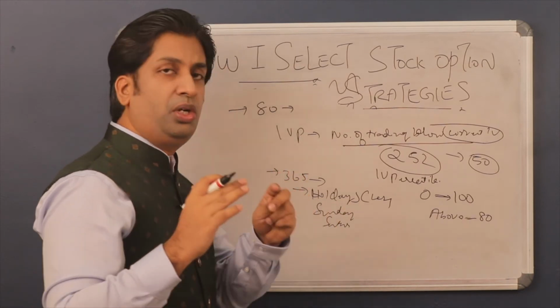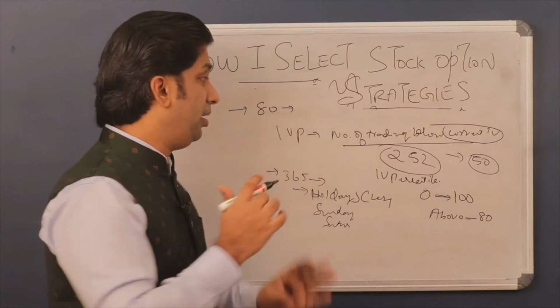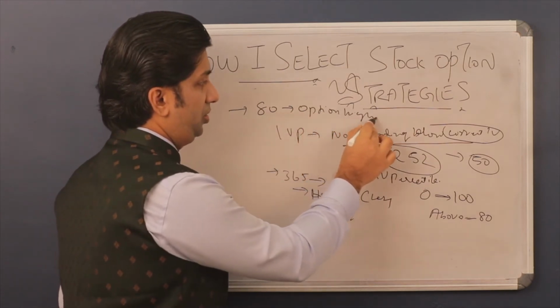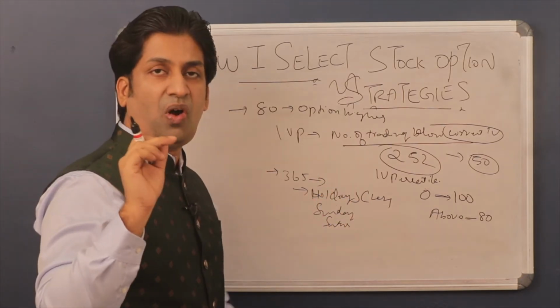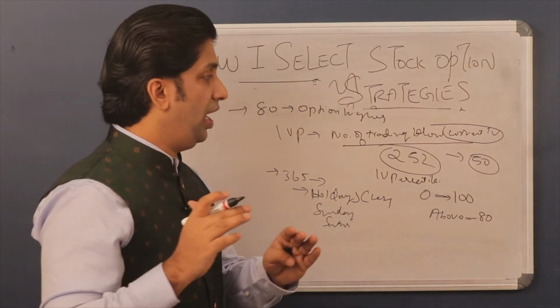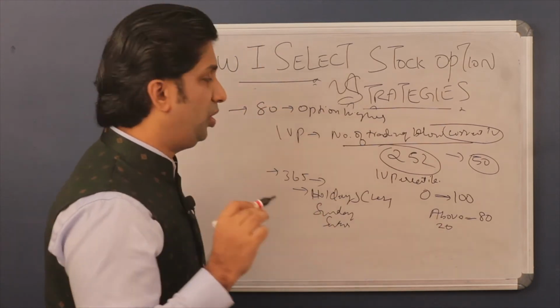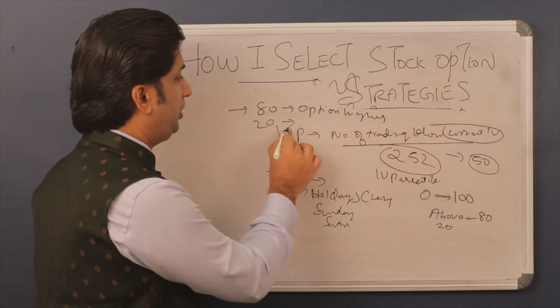That's what I told you, no? The stocks will have higher option premium. Option premium will be higher on these stocks, so we have got an opportunity on these stocks. And what happens if it is less than 20? Less than 20 also we have got opportunities.